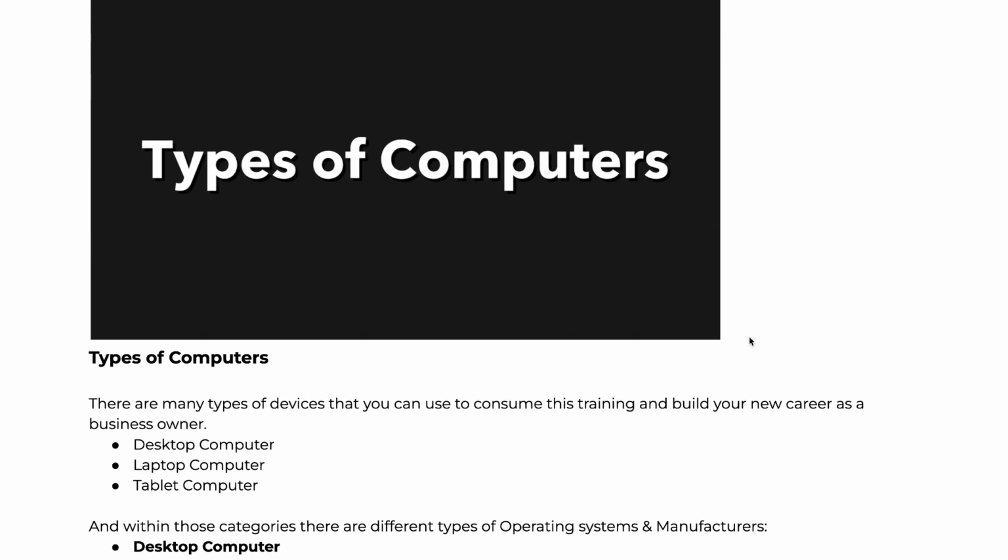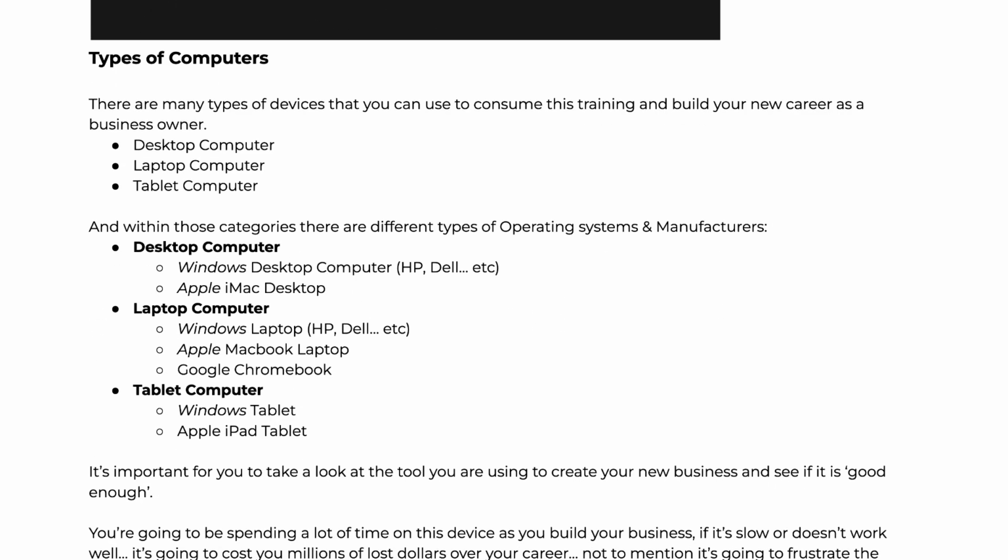This is something that a lot of people get confused on because they don't understand that there are actually different types of computers out there. There are laptop computers, desktop computers, and tablet computers, and within each of those categories, there are different operating systems as well as different manufacturers. For example, a desktop computer is kind of like the big brick that sits on a desk. There's a Windows desktop computer that's sometimes made by HP, Dell, and a whole bunch of different manufacturers. Then there's also the Apple iMac desktop computer, right? And those are the desktop computer types.